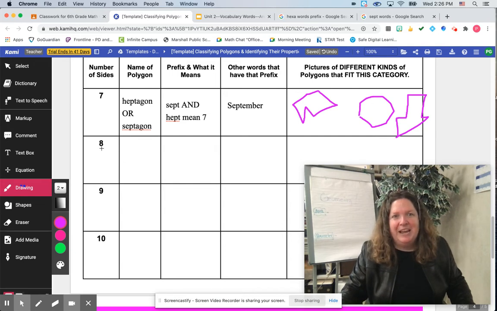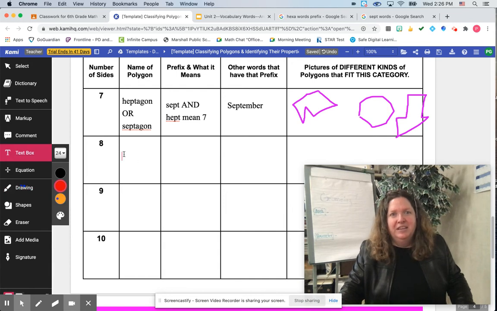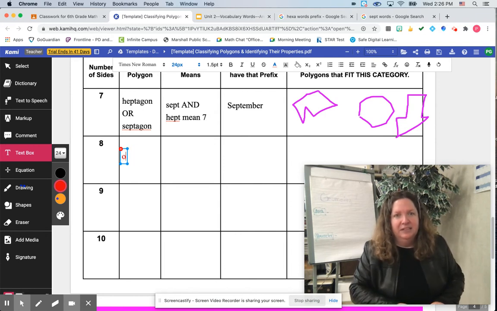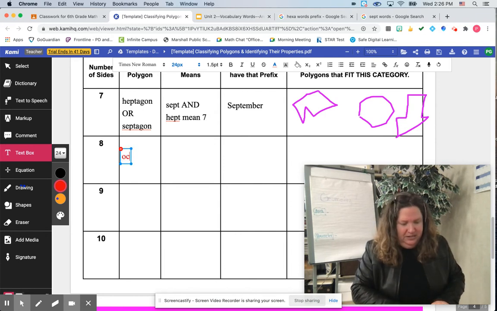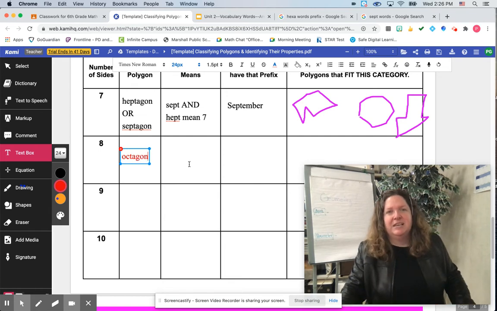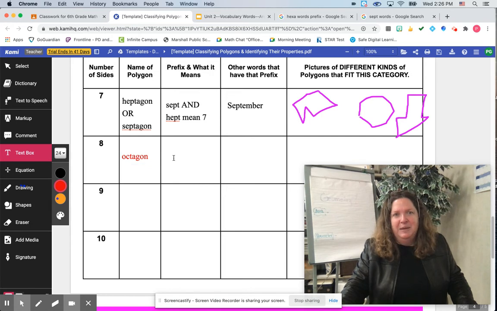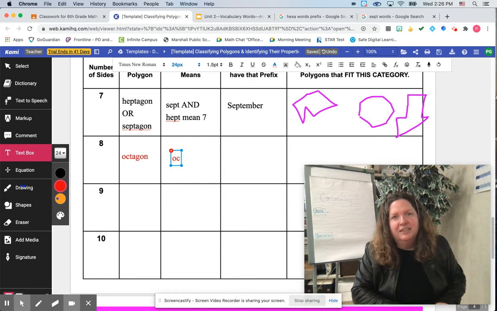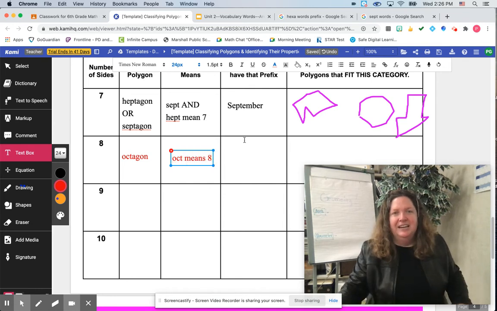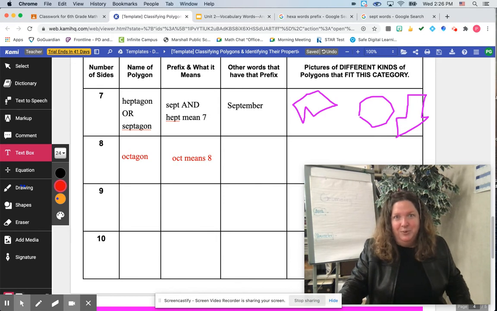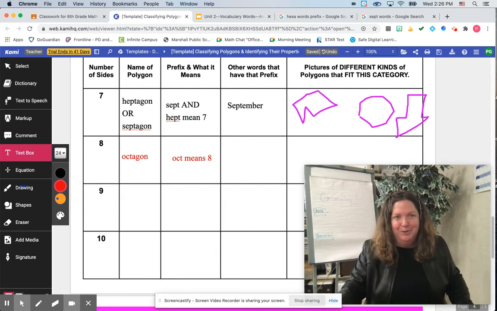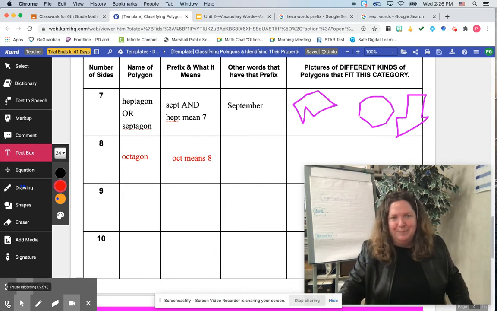All right, here we are with number 8, 8-sided. This one is one that we talk about and use a lot. So this is probably one that you're pretty familiar with. This is an octagon, an 8-sided shape. If I can type, whoops, octagon. There we go. An 8-sided shape is the octagon. Now, what does oct mean? You've got the system down. Oct means 8. Now, this one's probably pretty easy for you too. What are other words that have this prefix? This one, you should definitely be able to come up with something. So pause and come up with something and come back.